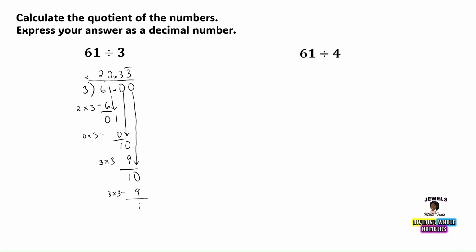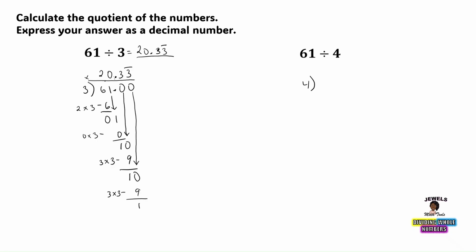Remember that with your recurring number, you either put a dot or a dash above the number that is repeating in your division. So when 61 is divided by 3, we're going to get the quotient of 20 and 33 hundredths, and I'm indicating with that dash above my 3 that my 3 is repeating in my division.